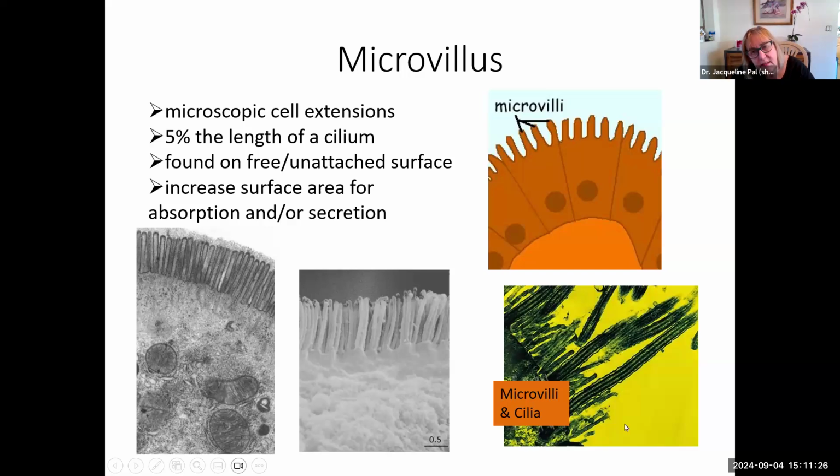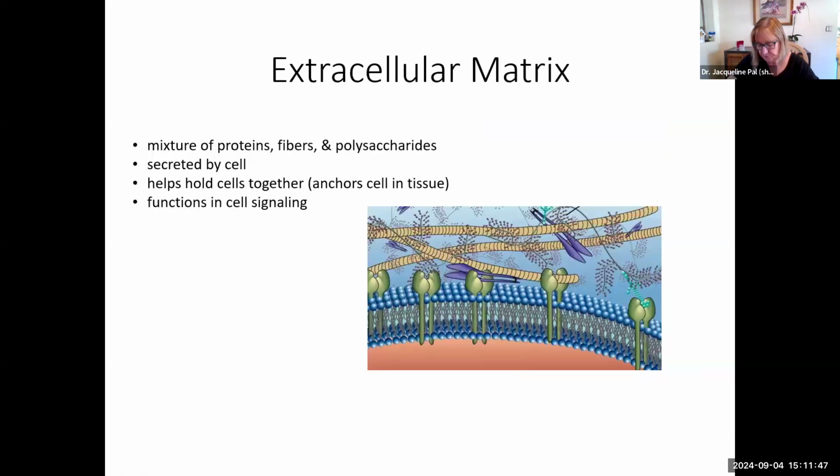And then this is a picture showing a surface but with both microvilli and cilia. And inside the cilia, you can see that there is cytoskeleton inside it, but inside the microvilli, you can see the absence of cytoskeleton. So multiple differences between the two.